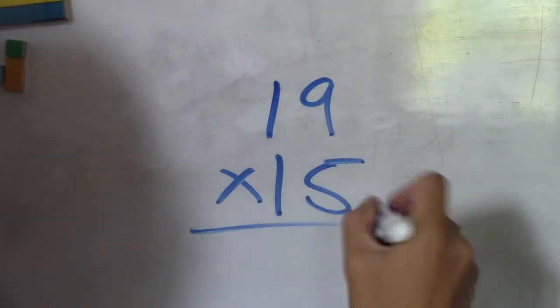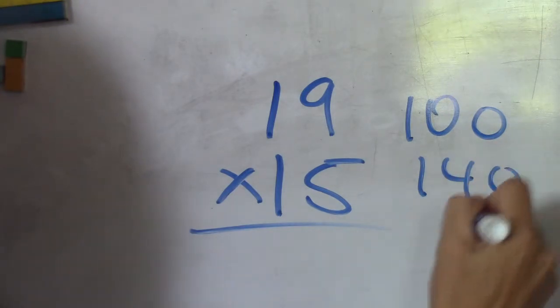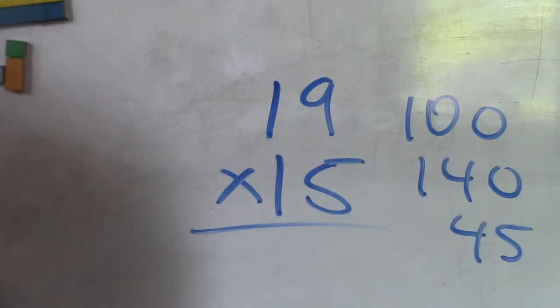So let's try it. Here's what I'm going to do. 100, 140, and 45. You look pretty correct to me. Yep, that's right. I checked and that's right. He double checked in his brain. Now, can we draw a quick picture of that?